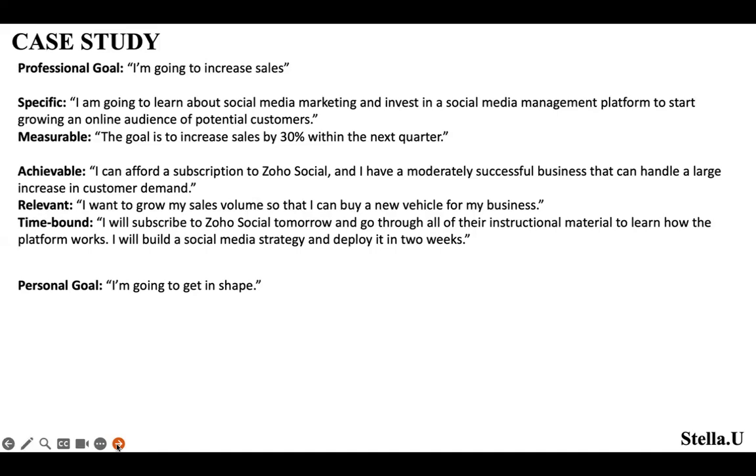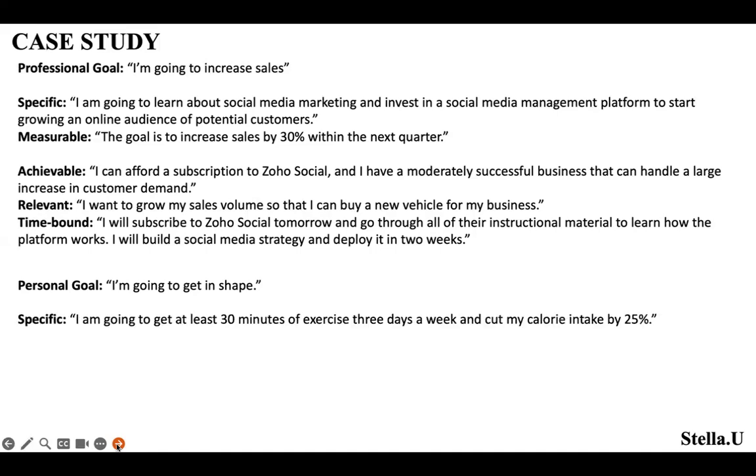Maybe the person has added some weight and wants to shed it off. And the person says, okay, specific. I'm going to get at least 30 minutes of exercise and I'm going to reduce my calorie intake. So the person wants to start rationing their food. The person is going to be doing portion control. These are specific things. It just makes sense to you, beyond just saying, oh, I'm going to get into shape.